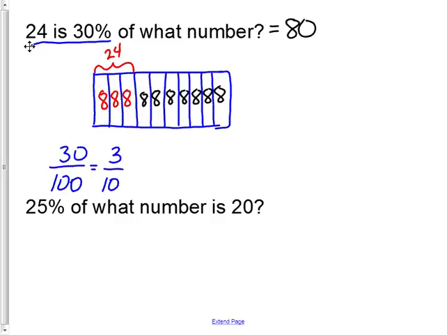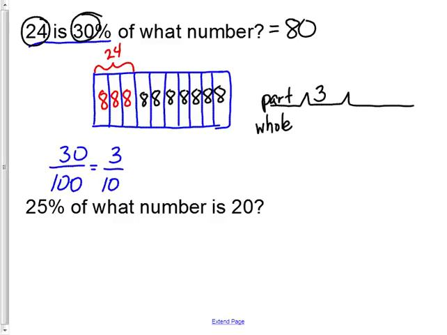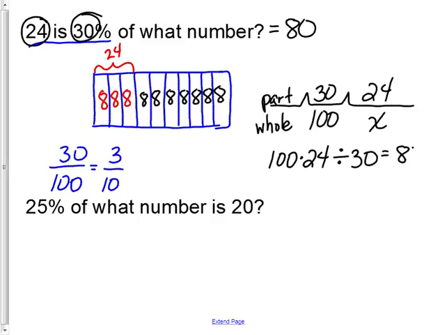We could also solve this using a proportion. We could say 24 is 30% of what number? So if we think about this as a part to whole ratio, remember the percentage is our part. So 24 is 30%. So that means this is a part and this is a part. So 30 is a part of 100 and 24 is a part of what number? That's the proportion that we would be setting up. And we could solve that by doing 100 times 24, which is 2400, and then dividing that by 30. And when we do that, we're going to get 80. So we could also work that one out that way.